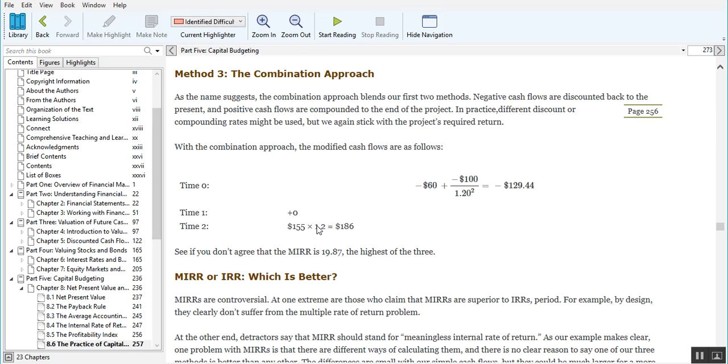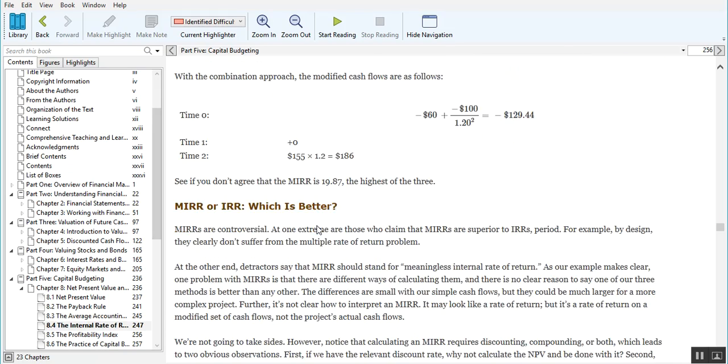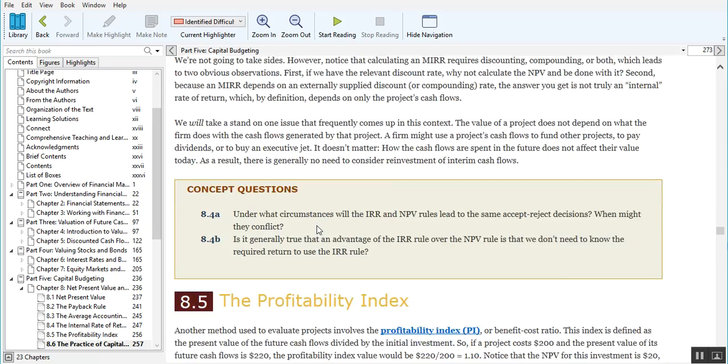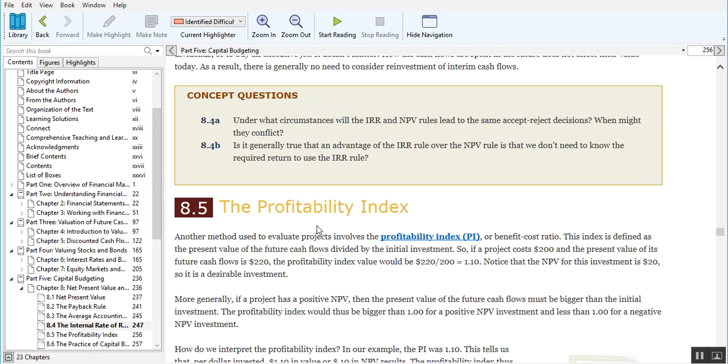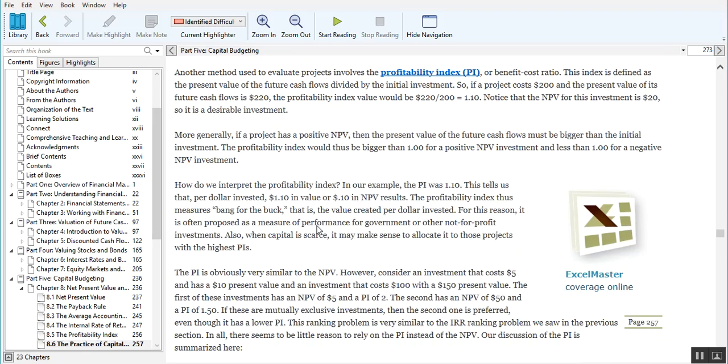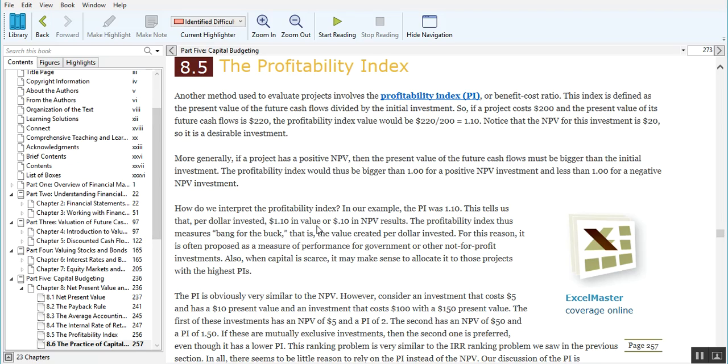There's also a combination approach where you can basically modify that. Well, anyway, that's rate of return. Basically, the internal rate of return is closely related to net present value, but because a lot of investment decisions are based on rates of return, this method is used widely.